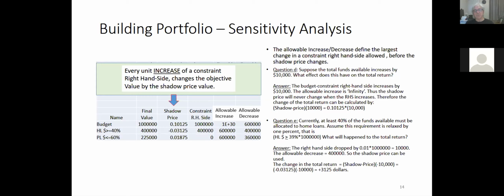First of all, a drop of 10,000 is less than a drop or decrease of 400,000. So the shadow price can be used. What is the change in the objective function? Is the shadow price, which is negative, right? Times the decrease is negative 10,000. So the final result will be an increase of the total return of 3,125.